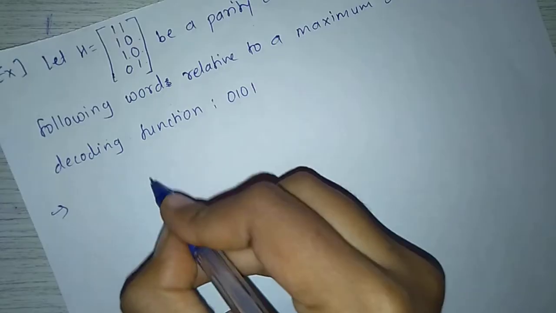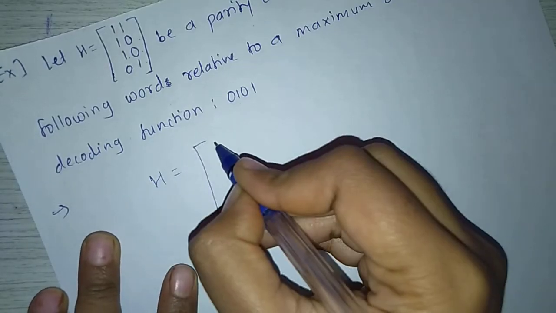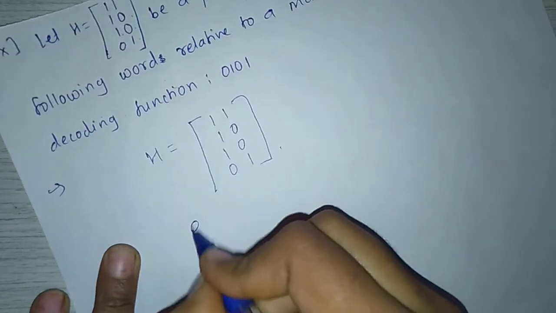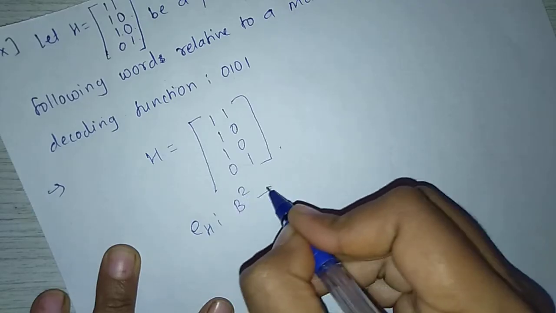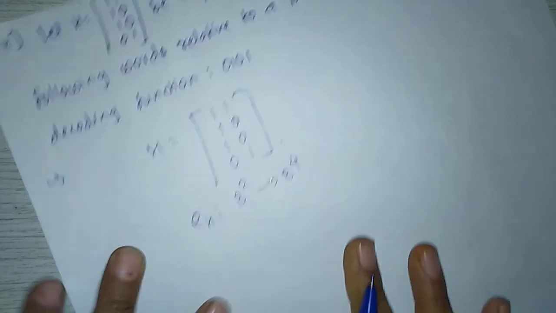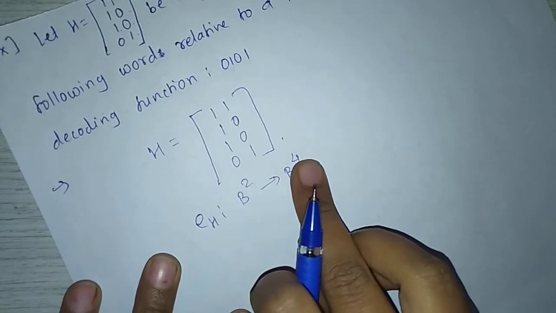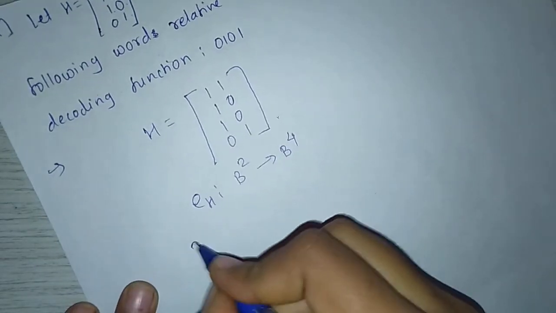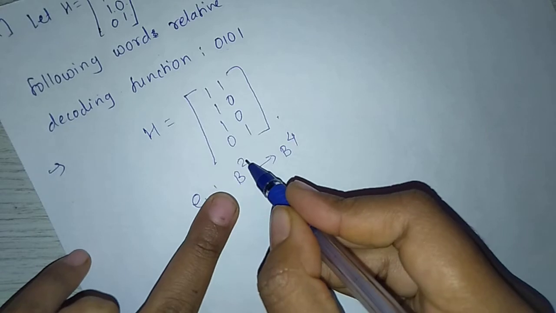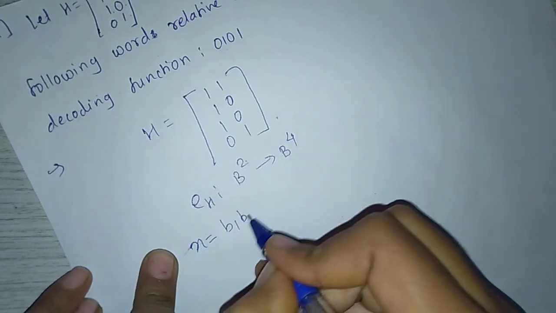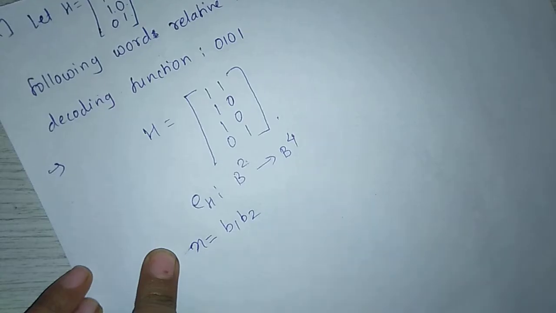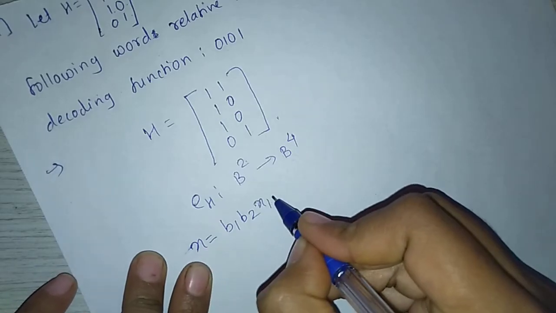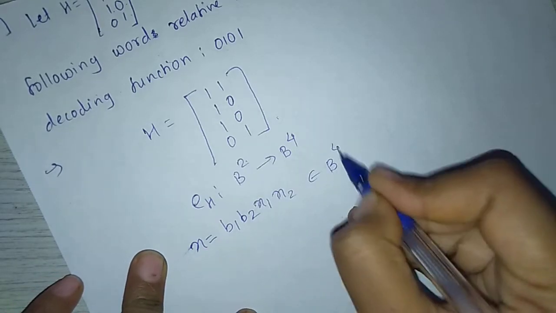First, given H equal to 11101001, E_H maps B^2 to B^4. Here is the number of columns, here is the number of rows. E_H maps B^2 to B^4. So the code word is in B^2, meaning 2 copies of B, b1, b2. Here B^4 means 4 copies of B. Here already 2 are written, and the remaining 2 are x1, x2 belonging to B^4.